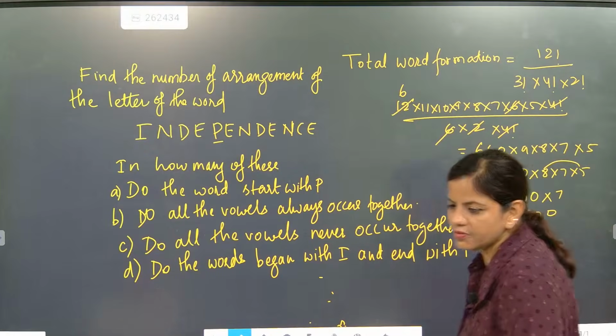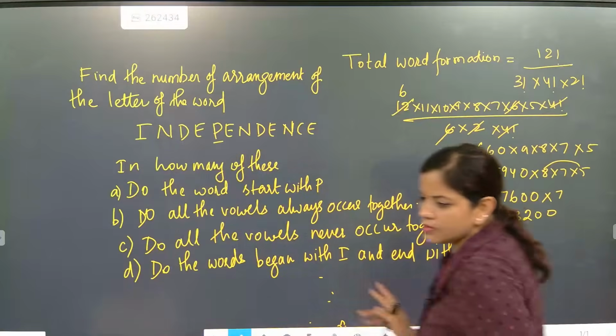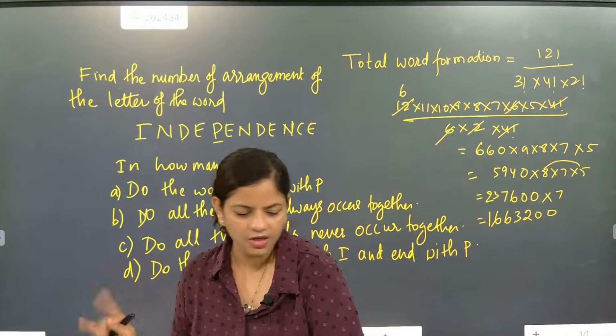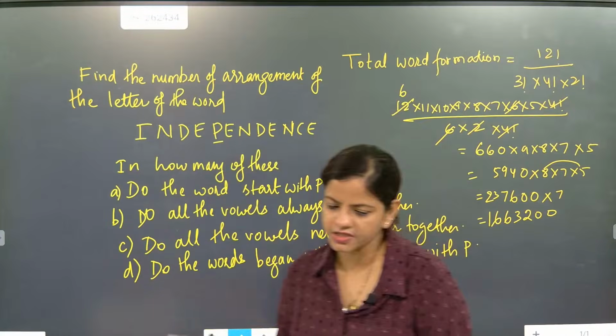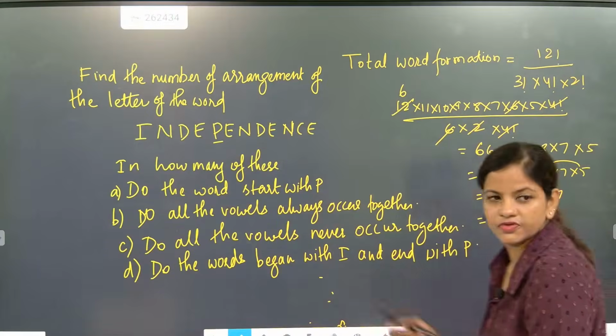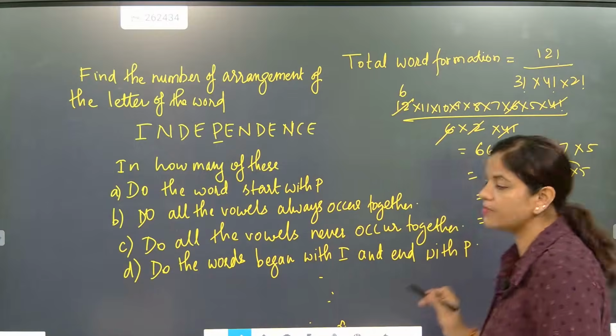What number are you getting? The total number coming is 1663200. This is the first part, the total number.